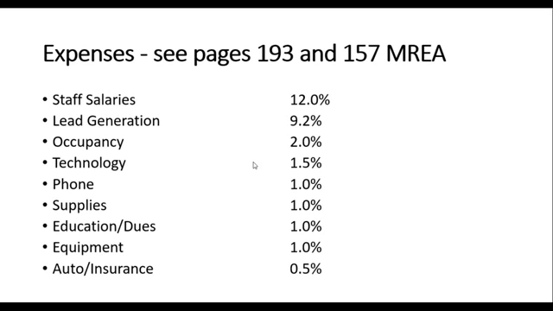So here are the 9 categories. We have salaries, lead generation, occupancy, technology, phone, supplies, education, equipment, and auto. Just a quick note, something to be aware of. Go back up to education. It says education/dues. On page 193, it's only referred to as education. On 157, it's referred to as education/dues. So we're going to go with the 1% for education/dues.